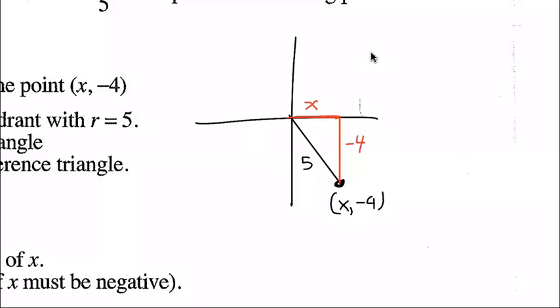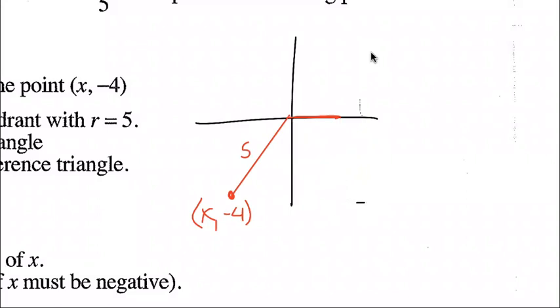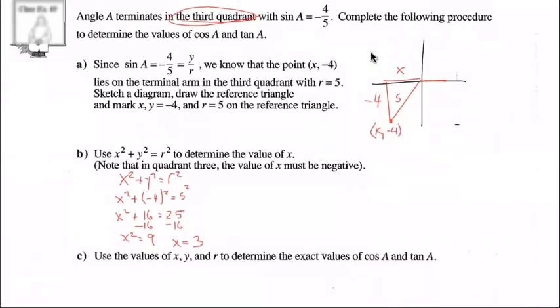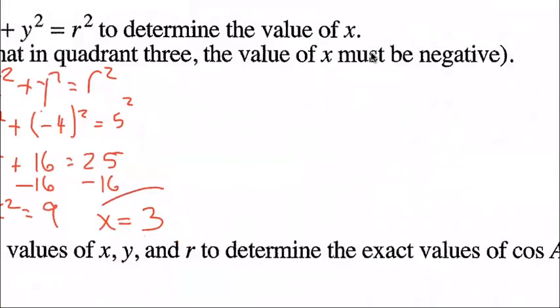So it said it was in quadrant 3, so it should be here somewhere. This is x, -4, 5. This does not exist. There's my triangle, x, -4. Quadrant 3. My bad, sorry. So now here, because it is in quadrant 3, x has to be negative. So really, x is equal to -3.